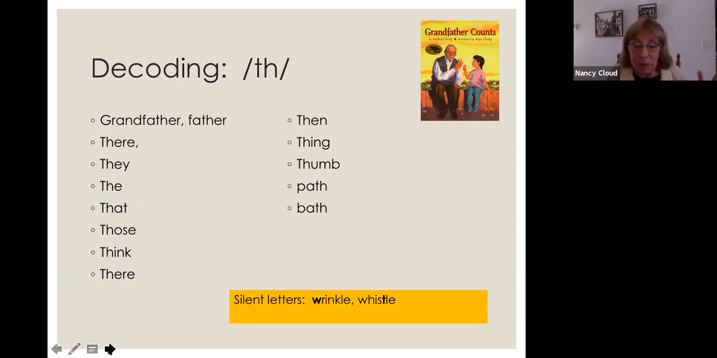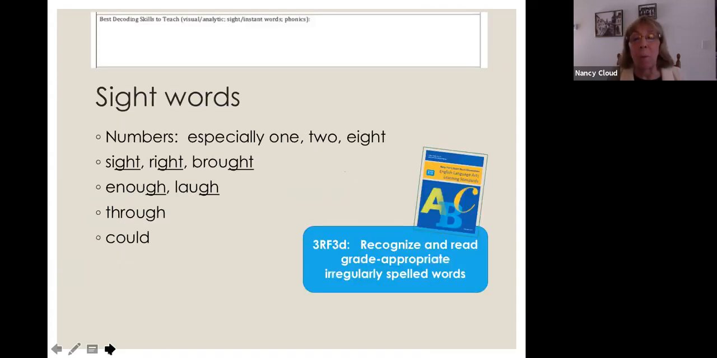So all this that we just found would go onto your form, where it says best decoding skills to teach. I want to study the book once. I want to write down all the things I might be able to teach well with that book. And notice that the kids are supposed to recognize and read grade-appropriate irregularly spelled words as the third grade skill. So these sight words with the GH and GHT, these crazy words in English, that might be my objective.